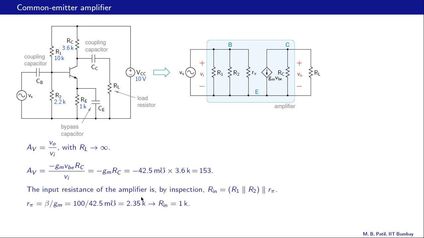What about the input resistance of the amplifier? In this case we can get it by inspection. We look into this port and what do we see? We see R1, R2 and Rpi all coming in parallel. So Rin is R1 parallel R2 parallel Rpi. Rpi is beta over Gm. Beta is 100 in this example. Gm is 42.5 millisiemens. So that comes to 2.35 K, and that gives us an input resistance of 1 K using this expression here.